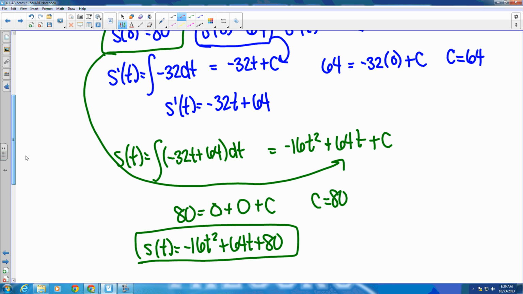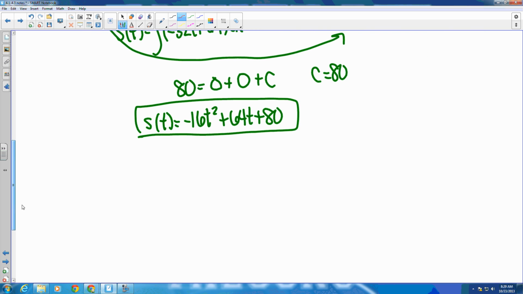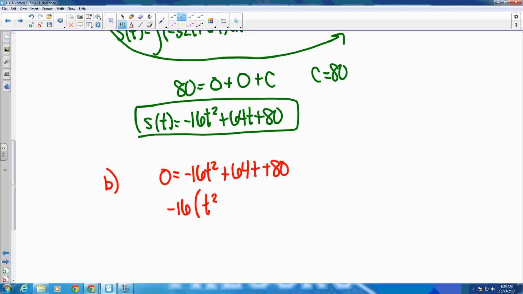Now for part B, they want to know, when does the ball hit the ground? Well, we would set the position function equal to 0. This is for part B. And there's a couple different ways we can do this. Let's just do it by hand. We can factor it. We're going to take out the negative 16 to make this easier to factor. T squared minus 4t minus 5. This is t minus 5, t plus 1. So our time is 5 seconds.